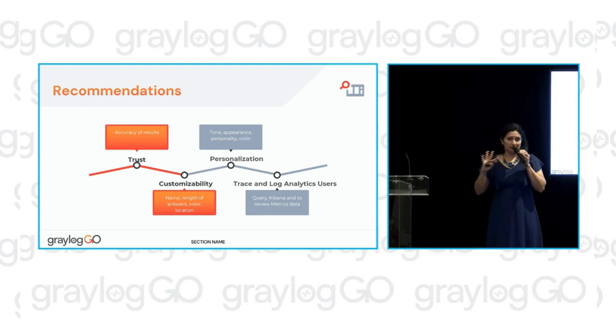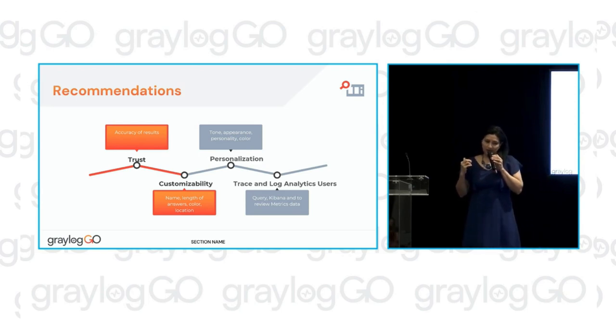Consumers just say, give me accurate results, that'll boost my trust. Personalization was important. When we asked them about personalization, everything from tone to appearance to the personality to the naming to the color, so lots of different UX elements that they wanted customized as well. And other things in terms of customizability were the names, the length of the answers, color, location, all of those as well.